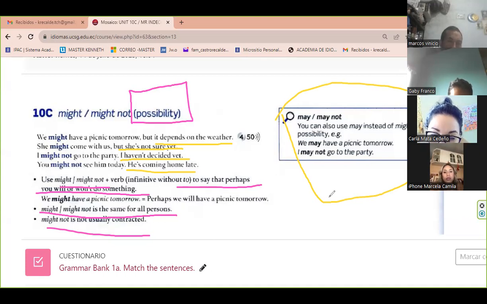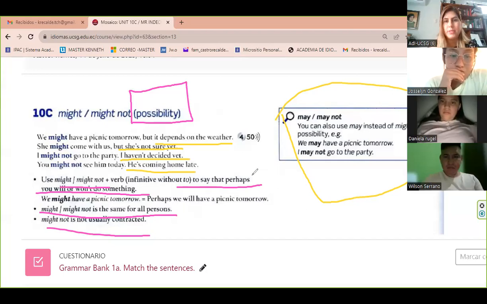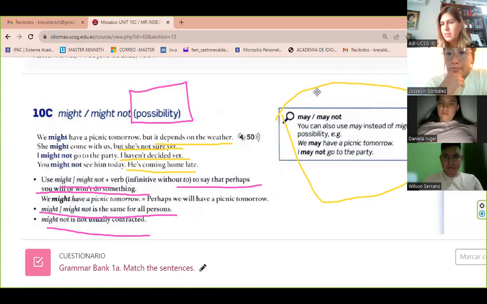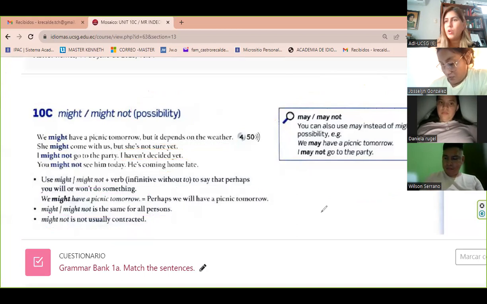Okay, very good. So you can use, like it says here, might, or you can also use may if you want to talk about possibility. Let me put it here. Let me erase this. Okay, and let me write here that if you want, you can use may or you can use might. Both are used for talking about possibility.